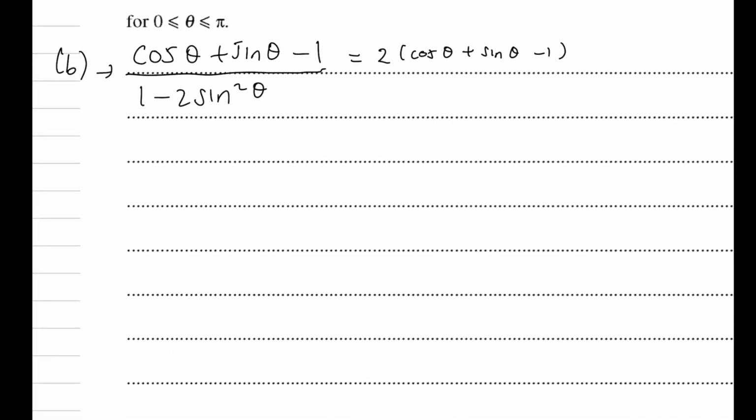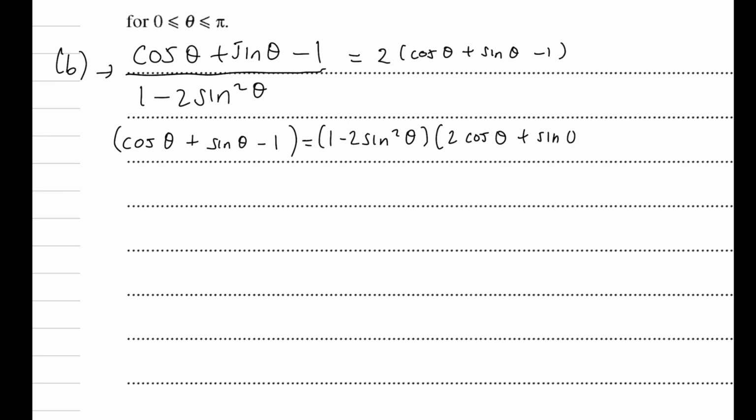Okay, from here we can multiply both sides by 1 minus 2 sine square theta. You will get cos theta plus sine theta minus 1 equals to 1 minus 2 sine square theta times 2 cos theta plus sine theta minus 1. Sorry, 2 is outside, so it has to be like this.